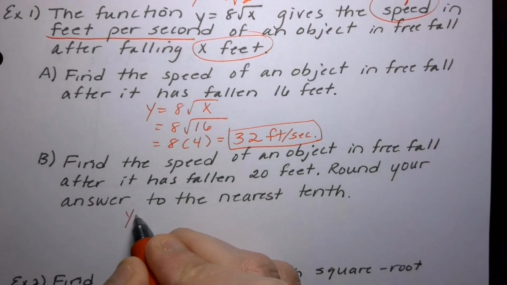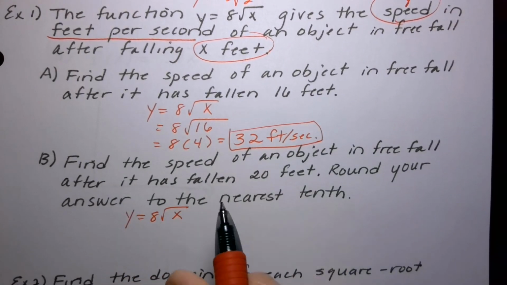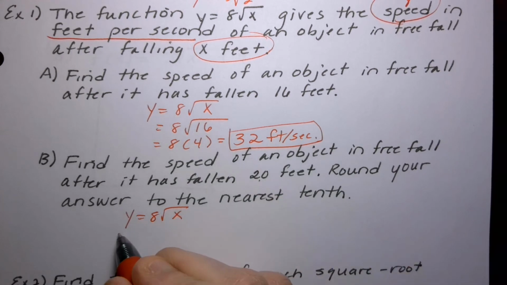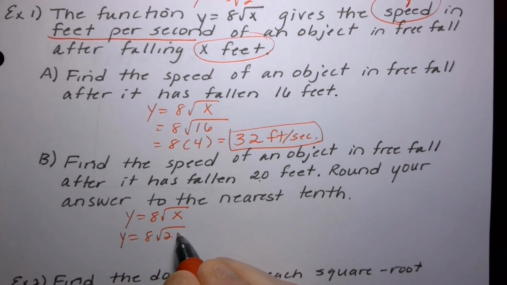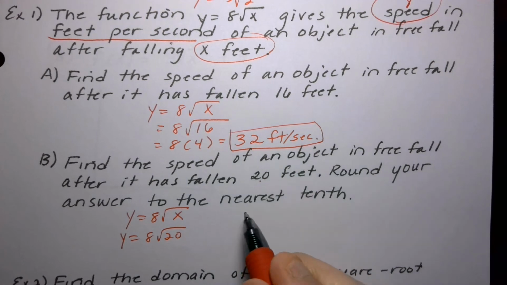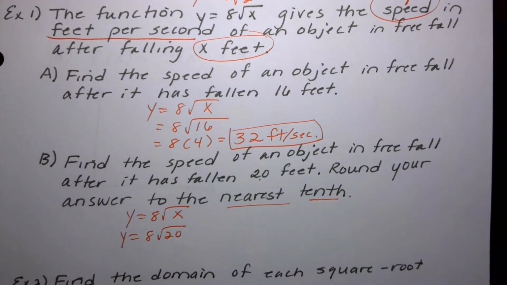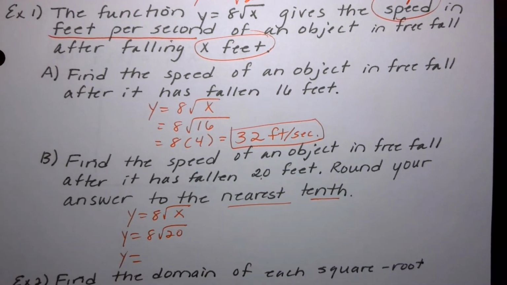So I'm going to grab the y equals 8 root x, but this time it says it's fallen 20 feet. And as you'll see, it doesn't come out even, which is why they're having you attempt it and round it to the nearest tenth. So when you grab the calculator, oh shoot, I'm going to pause for a second. I forgot to grab my calculator and I will need it. I'll be right back.